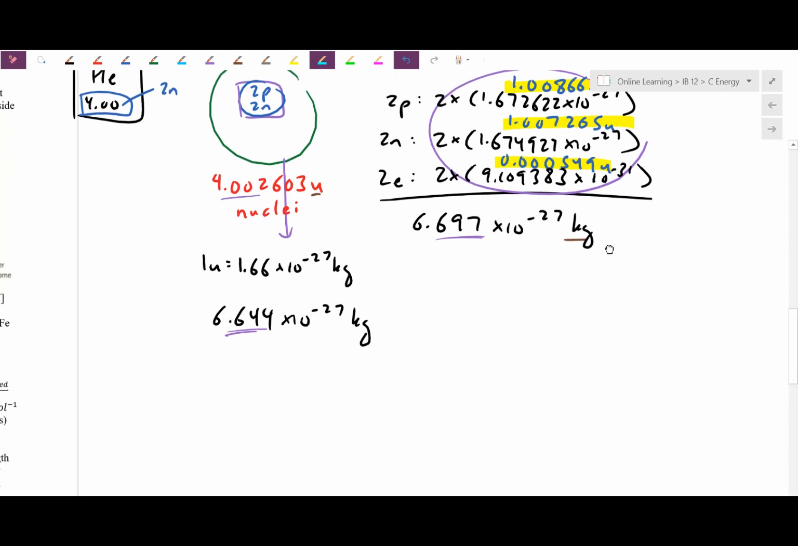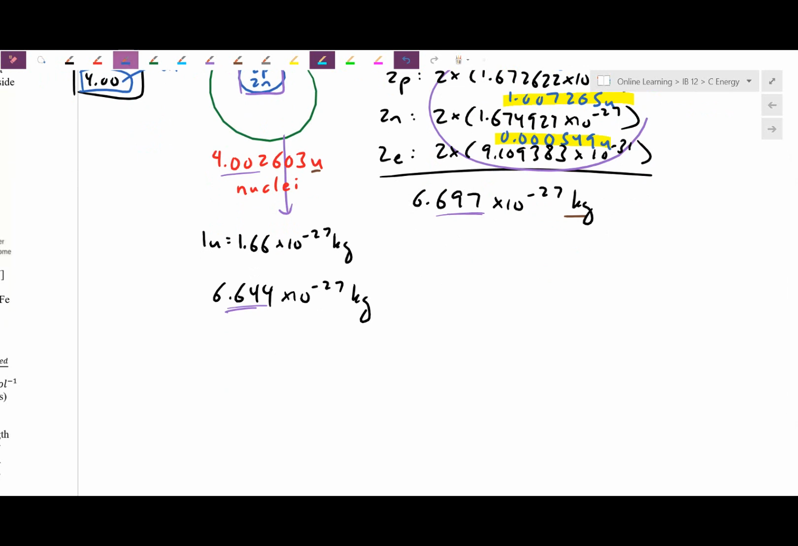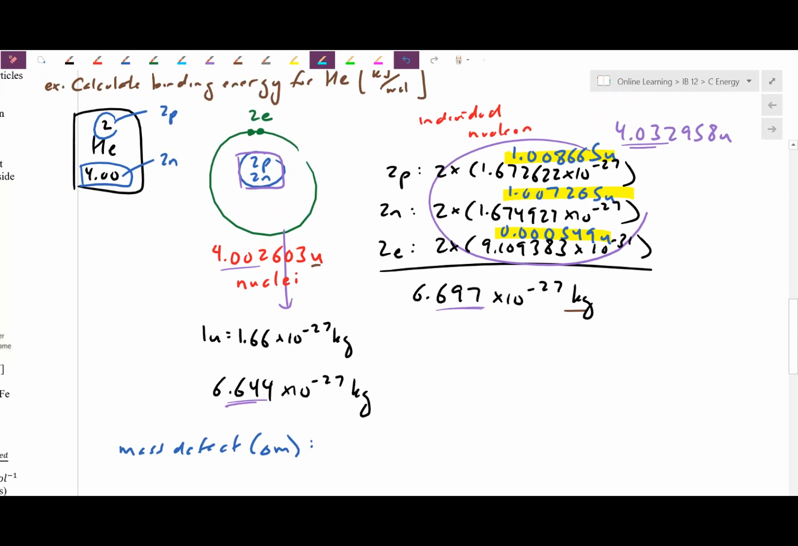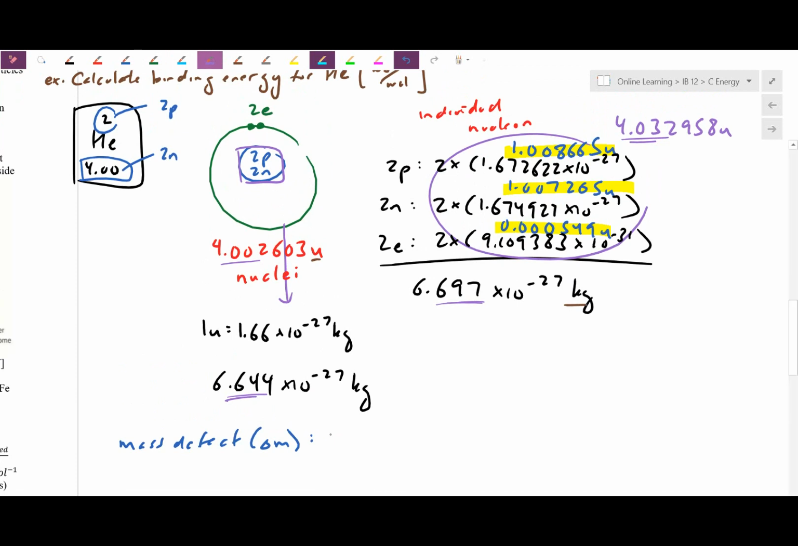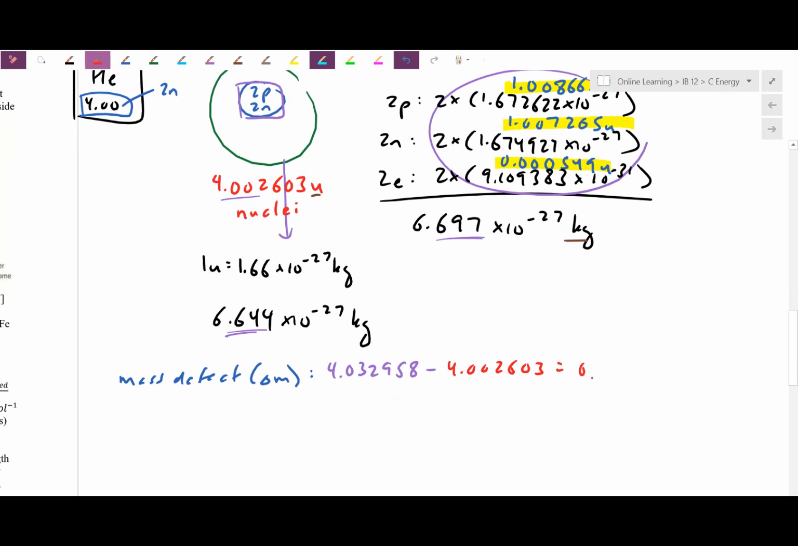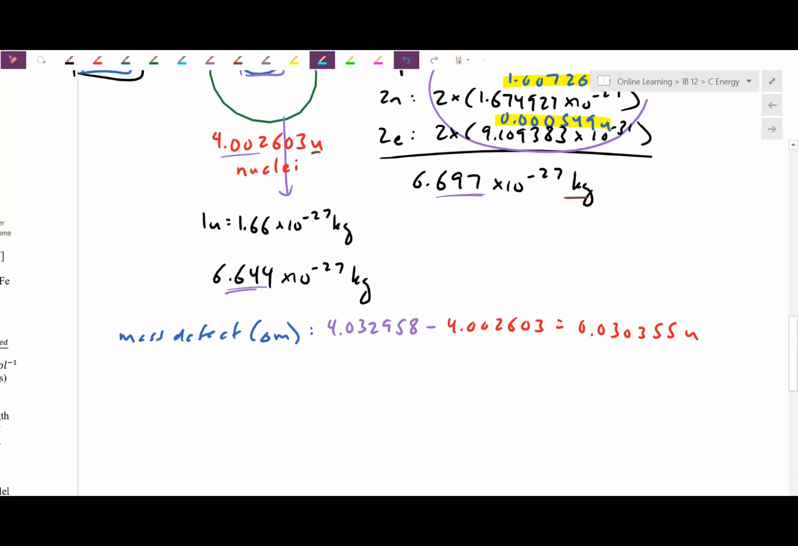So let me just write this out in a little more detail. The mass defect could actually be this number here. It's the subtraction between the two of those. If we want to find the mass defect, this delta M that becomes the binding energy, I'm going to show you both cases. You can take the equivalent in atomic mass units, 4.032958, minus 4.002603. That one I did before, it was 0.030355 U. So that is the mass defect. I appear to have lost this mass when I glued these things together.